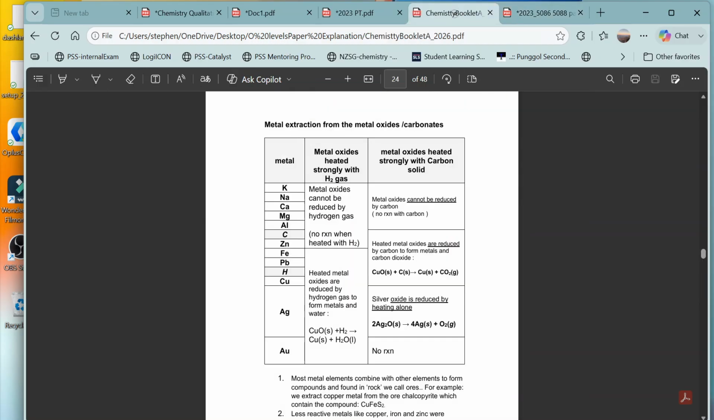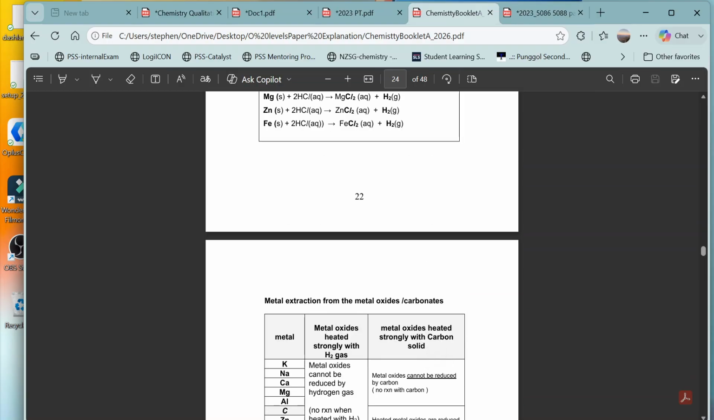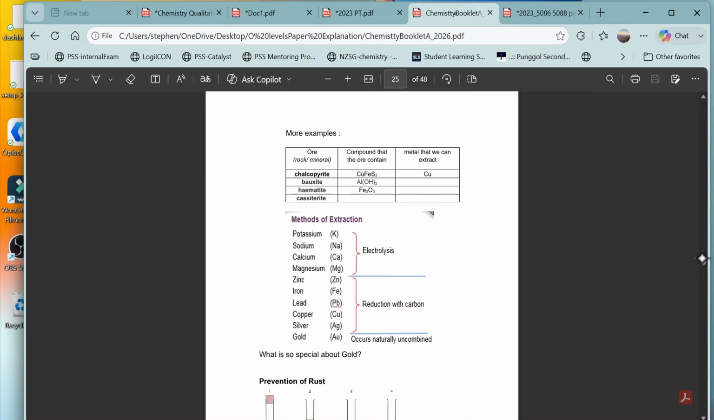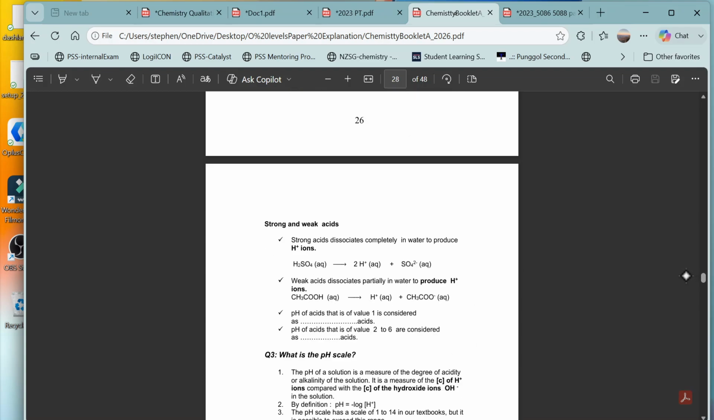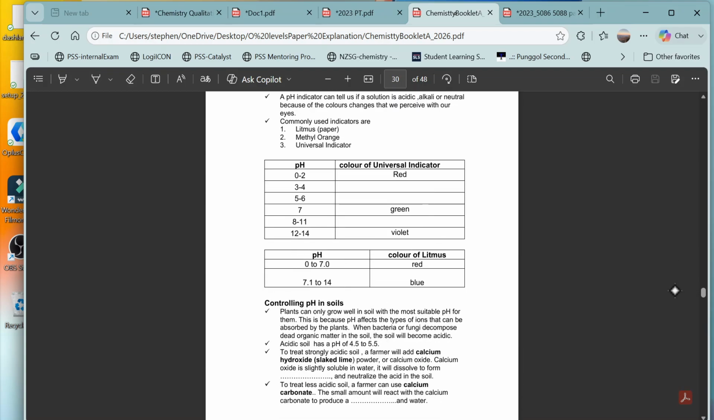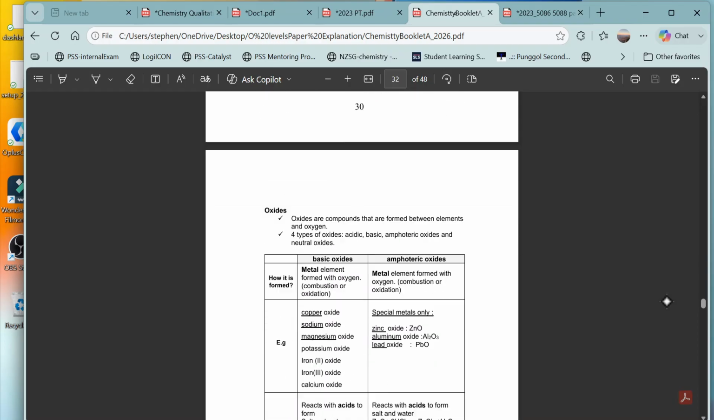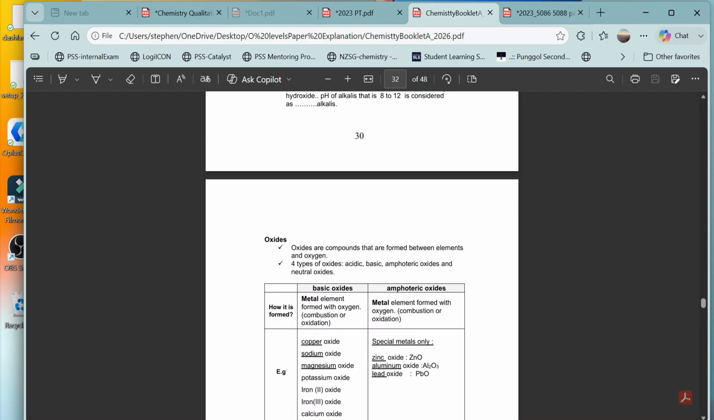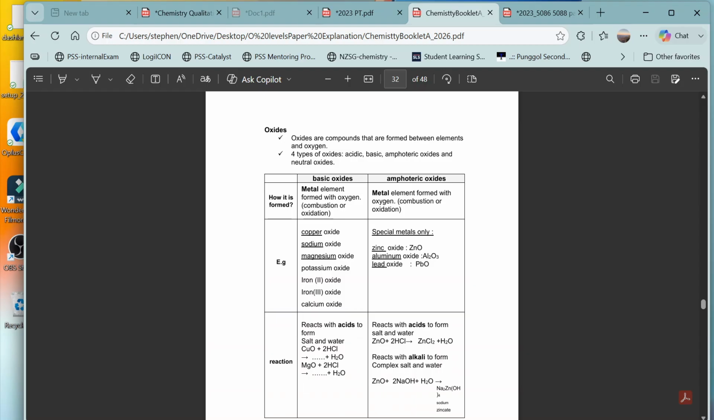Let me see whether I have it here. Yes, maybe I have it. Okay, so you can see there are a few types of oxides, right? Basic oxides and amphoteric oxides. Basic oxides are metal oxides, right? That means copper and oxygen combined, sodium and oxygen combined. There are only 3 very special oxides. They are metal oxides, but they are called amphoteric oxides.